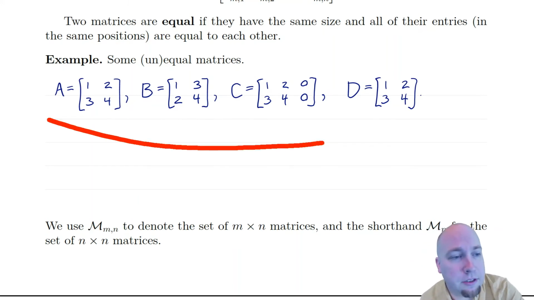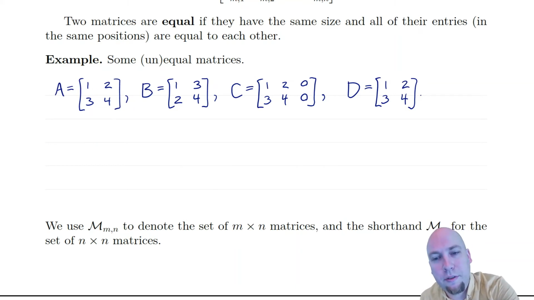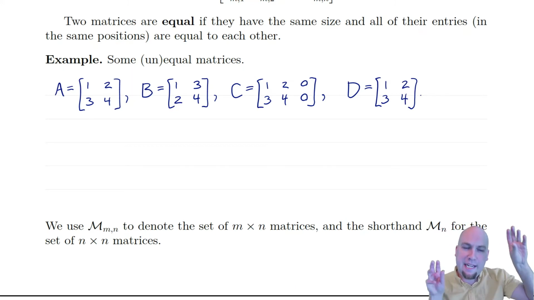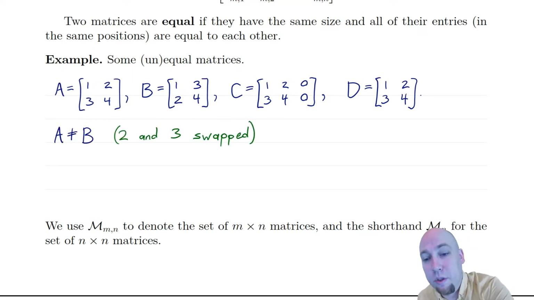So here are four matrices. We're going to clarify exactly which of these matrices are equal to each other and which are not. Let's start off with this pair of matrices A and B. A has the entries 1, 2, 3, 4, whereas B has the entries 1, 3, 2, 4. So it's the same entries, but they're not in the same spots. These 2 and 3 swapped spots. So those matrices are not equal, for that reason: the off-diagonal entries here are not in the same spots.